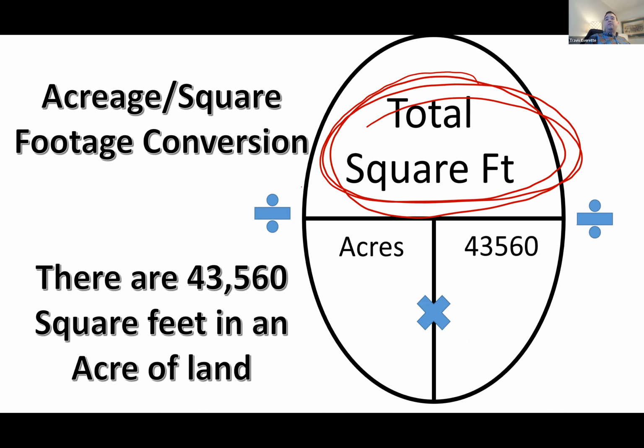43,560 is the magic number, because that's how many square feet are in an acre. Just like there are 12 inches in a foot, or 16 ounces in a pound. And yes, we're the only country that still uses the imperial measurement system rather than the metric system. It's so ridiculous, but it's just a way of converting.